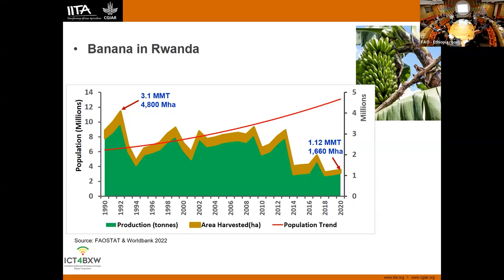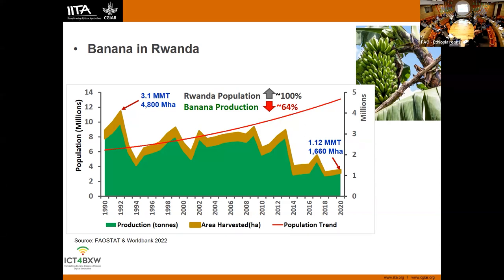If you look at this chart, this is the past 20 to 25 years of data from FAO and the World Bank. The chart shows the population trend in the red line, and the green and orange colors show banana production over the past 25 years. I'm going to summarize the viewpoint so that we don't waste too much time. Banana production has reduced by about 65% within the past 25 years.